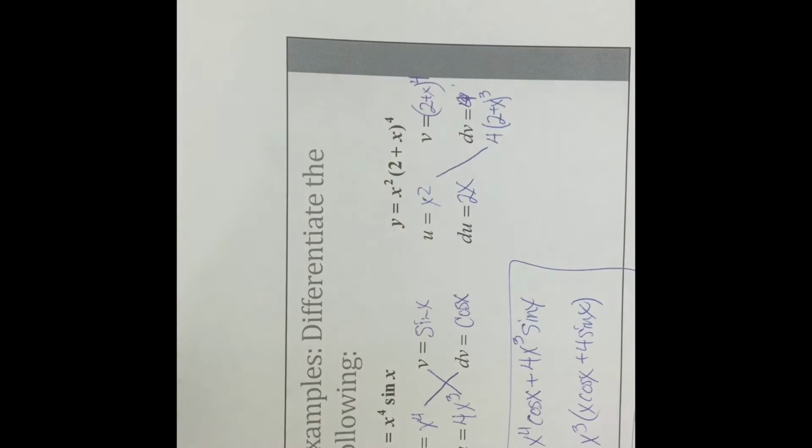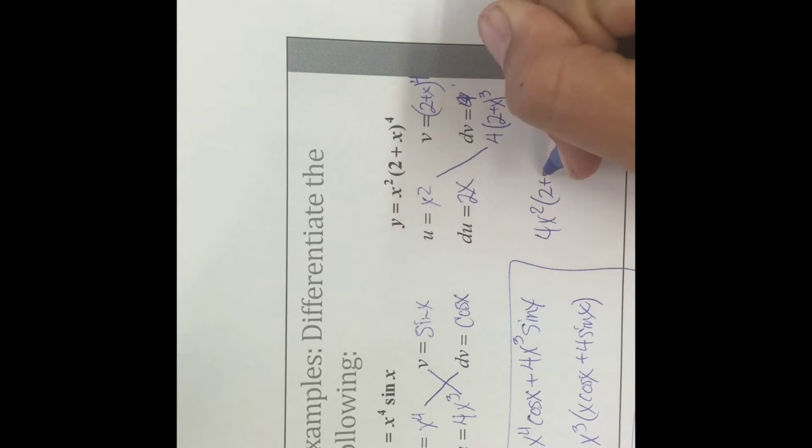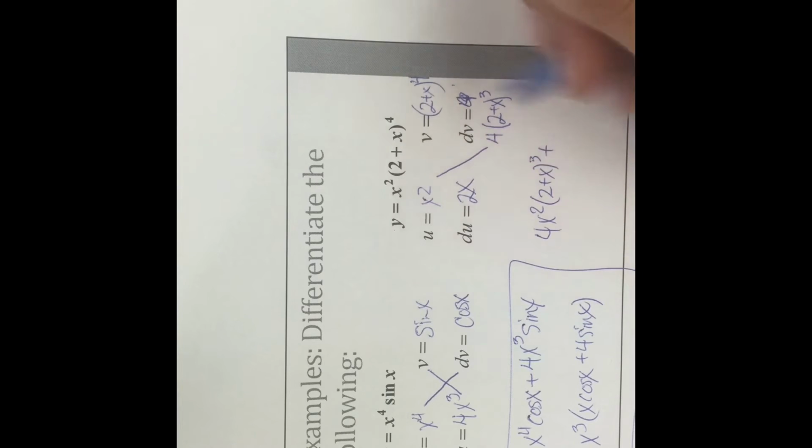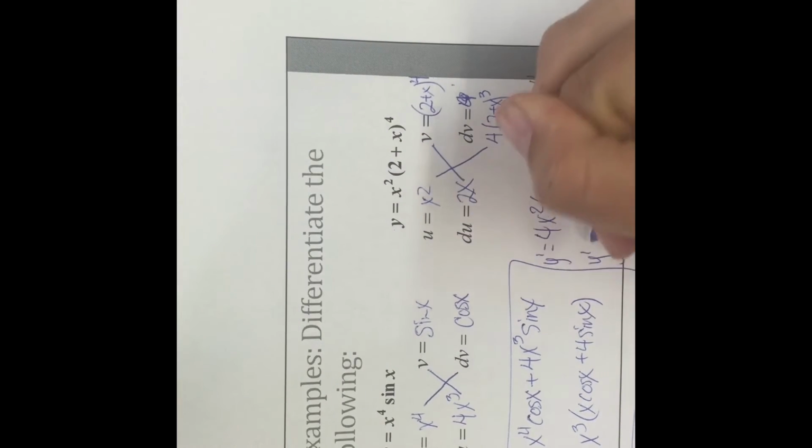Now, when you do it out, 4 times x squared times that, so I'll do 4x squared, I'll list it in that order, plus those two multiplied by each other, so u dv plus v du, and I'll list it as 2x, 2 plus x, all to the fourth. And that's your final answer for what y prime equals.